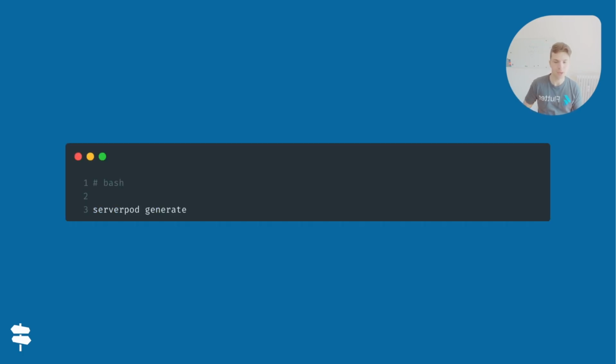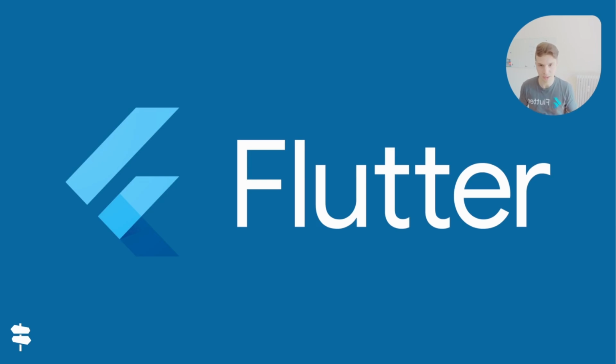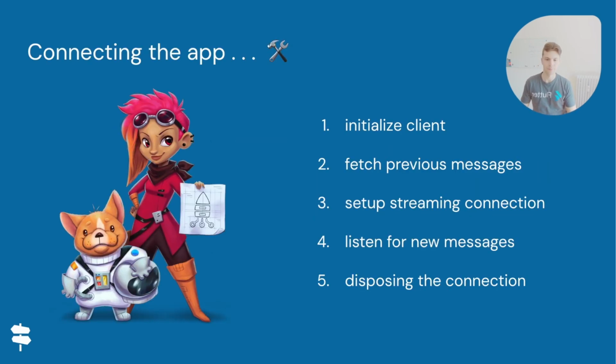We will then run serverpod generate once more so that the client package is updated with the new endpoint methods. After doing that, let's get into the Flutter part. Connecting the app involves a few steps too. We need to initialize the client, fetch the previous messages, set up our streaming connection, listen to new messages, and make sure that in the end everything is disposed properly.